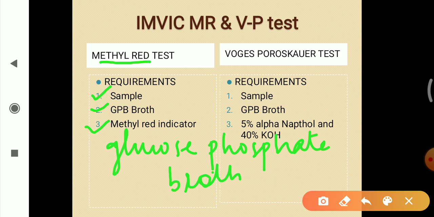While to perform the Voges-Proskauer test, we require a sample or a culture. Second, we require the sterile GPB broth, that is glucose phosphate broth, and the third thing that we require is 5% alpha naphthol and 40% KOH.